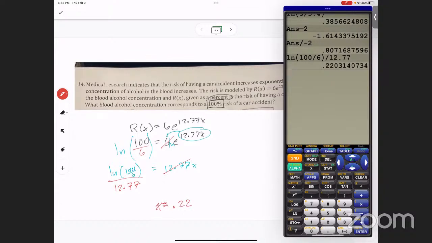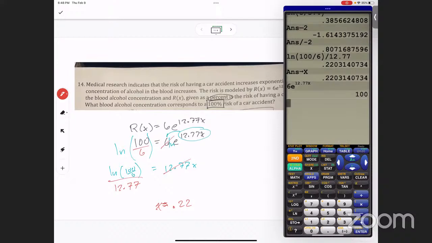And to check it, store that for your X. I hit the store button right above the question mark on my calculator. And now type in the original 6 times e to the 12.77x, and you should get 100. What you do, 100%.